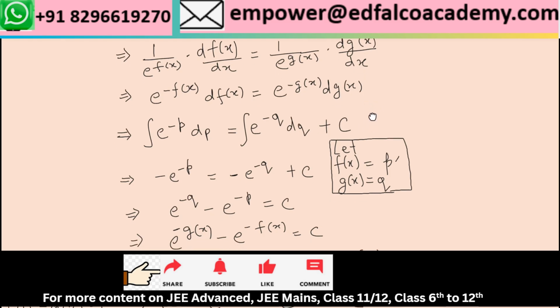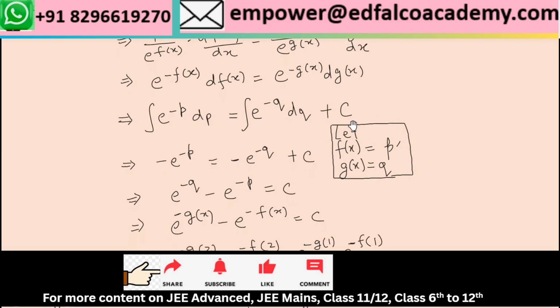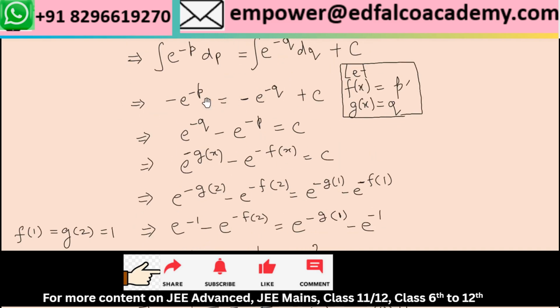So अभी ये g of x, f of x लिखने में it will take more time. So I'm just assuming that let's call f of x as p and g of x as q. So I will just substitute those here and try to integrate both sides of the equation. So integral of e to the power minus p dp, because f of x is replaced by p, and again here we are having d of f of x, so that will become dp, is equal to integral of e to the power minus q dq, since g of x is q and d of g of x will become dq, plus some constant of integration c. So now if I integrate it, it will become simply minus of e to the power minus p is equal to minus of e to the power minus q plus constant of integration.